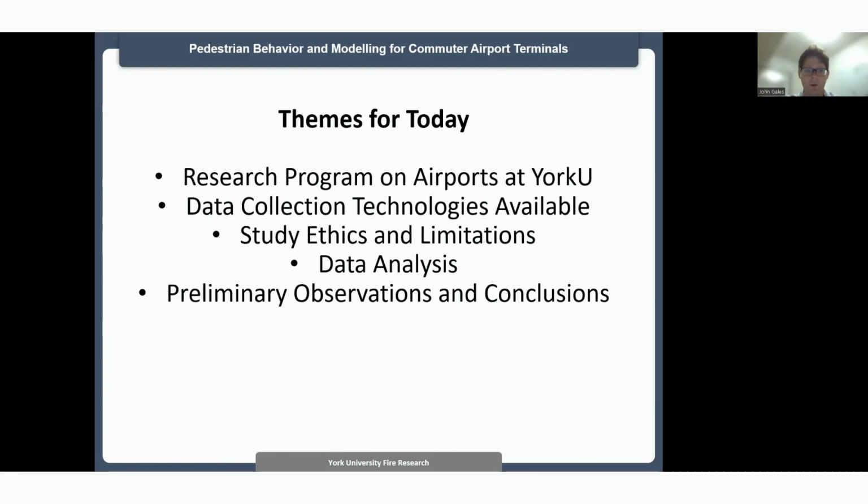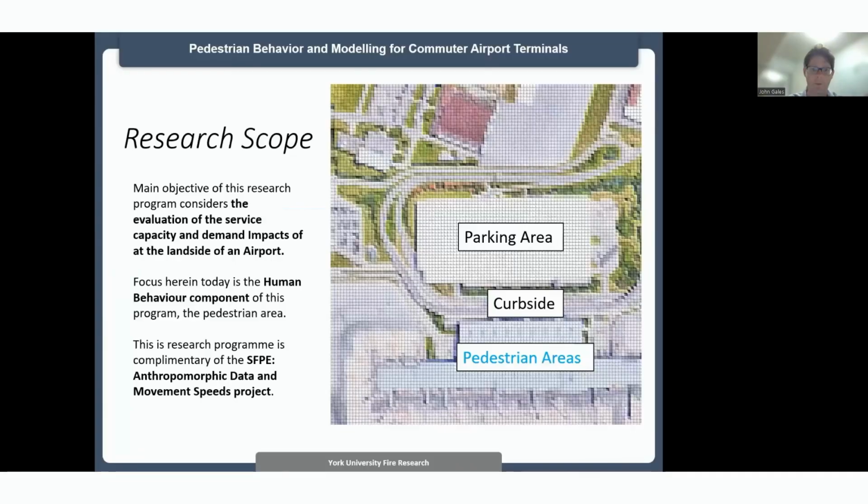So I'll first start by describing the research program that we have about airports at York University, a little bit about the capabilities of our group and lab in relation to these types of projects involving human behavior, a number of the limitations that were brought on by the ethics and also agreements with the facilities in question, our approach to data analysis, and again, some of our preliminary observations that we'll go through.